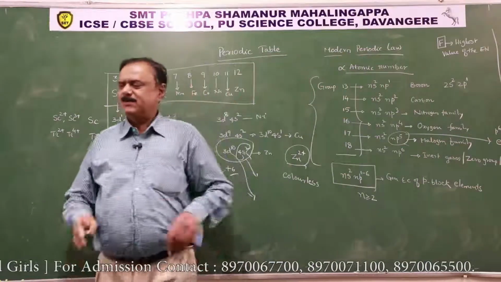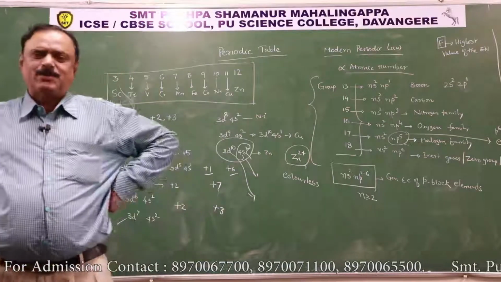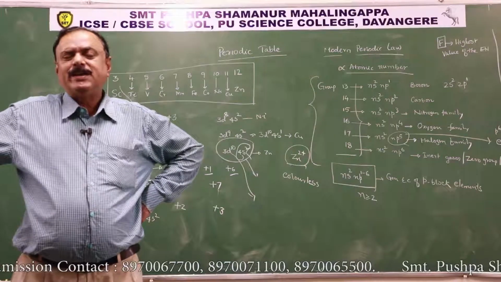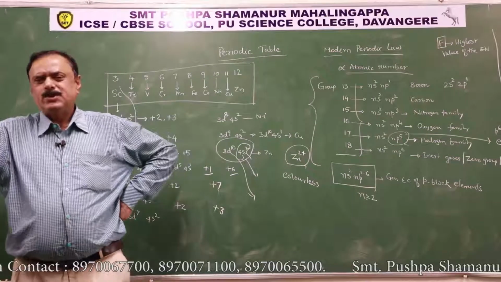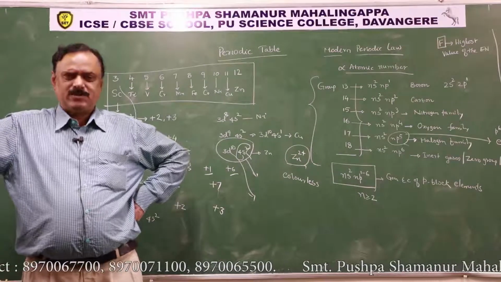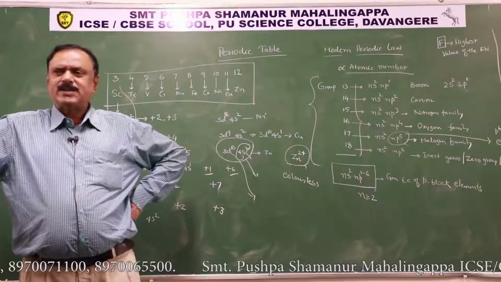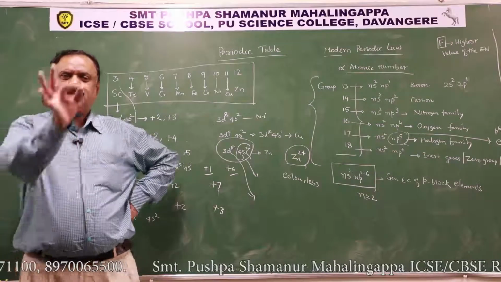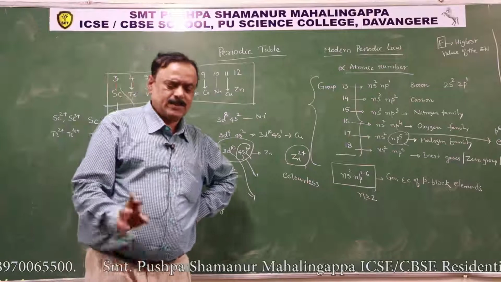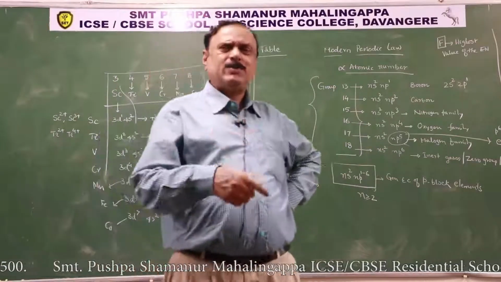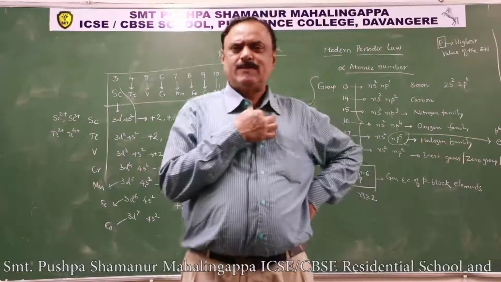In your entrance exam and board exam, they ask the question: name an element that shows the highest value of electronegativity. Fluorine is your answer. And name an element which possesses the highest value of electropositivity.